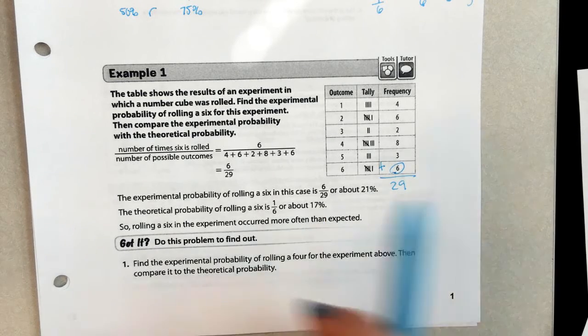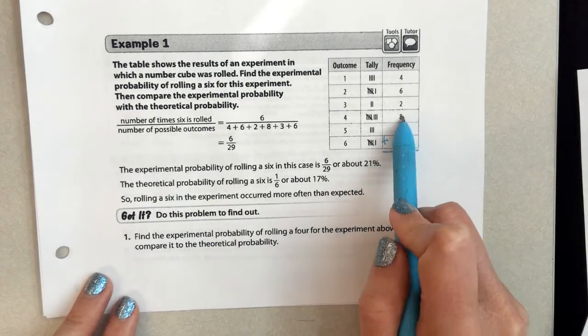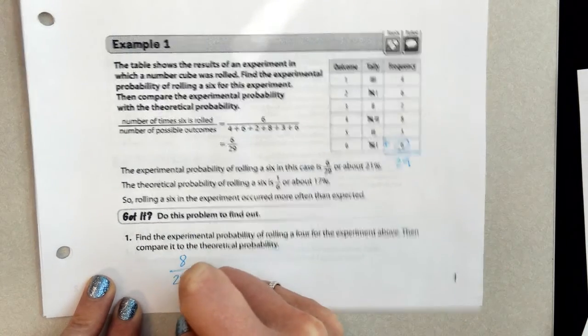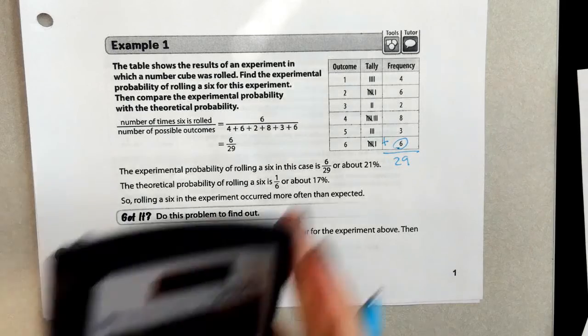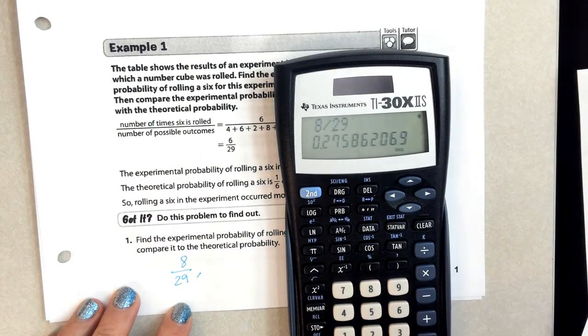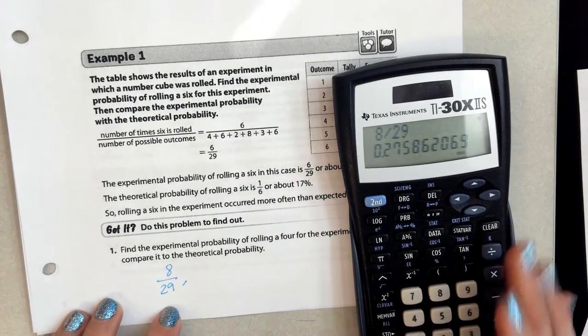Okay? Next one says find the experimental probability of rolling a 4 for the experiment above. Well, it happened 8 times out of that 29 times. That's going to be about 28%.